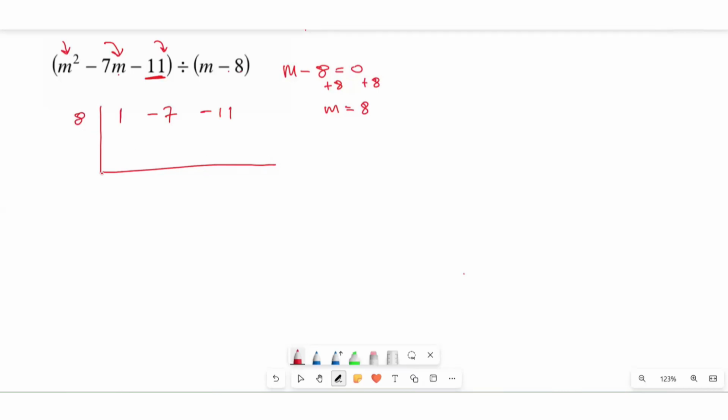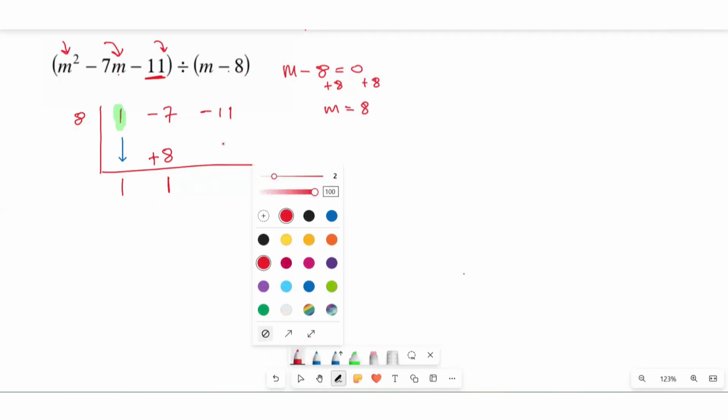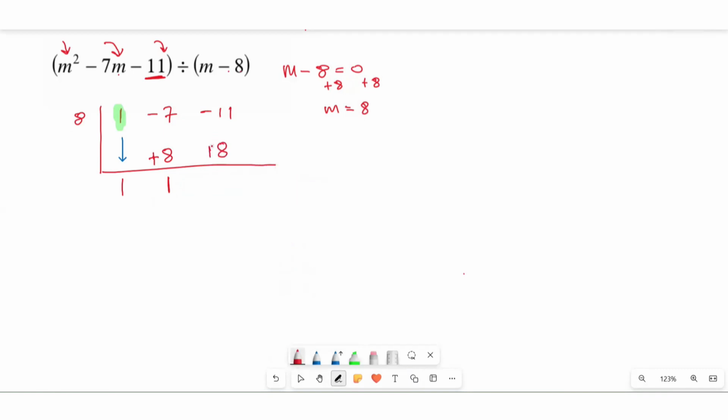One of the first things that you do in your synthetic division is that this first coefficient here, you're going to just bring it right down. So we're going to bring down this 1. And then from there, we're going to multiply, then add. So 8 times 1 will give me 8. And then I'm going to add this 8 to this -7, and it's going to give me a +1. And then I'm going to multiply again, this 8 times 1 there, and that's going to give me 8. And then I'm going to add -11 plus 8, that's -3.